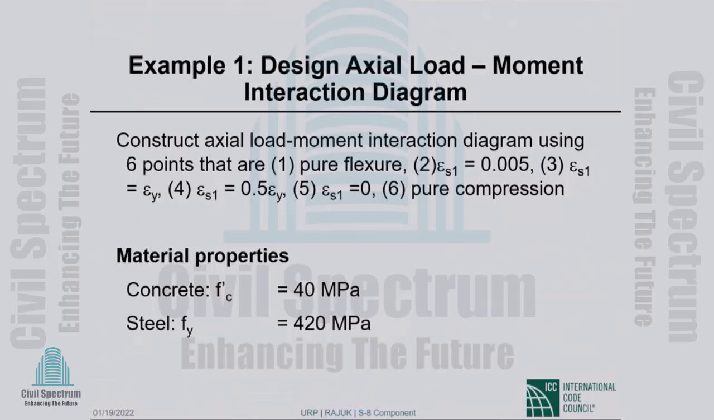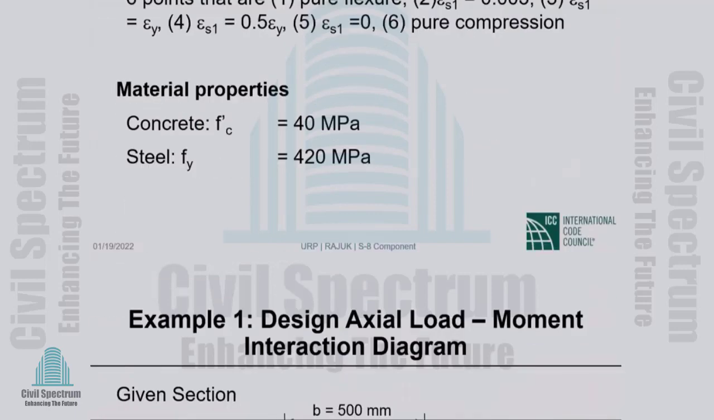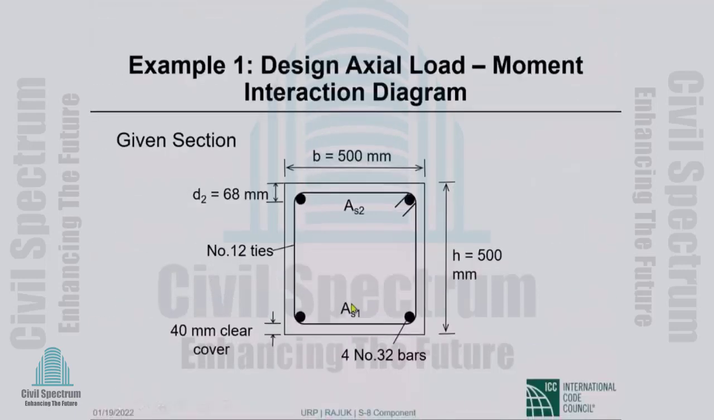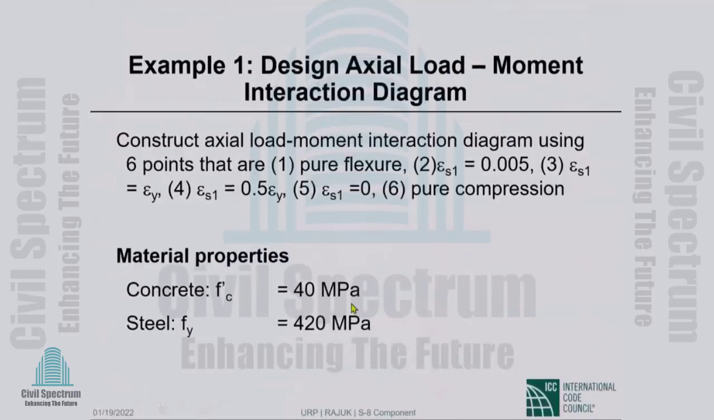So the question: construct the axial load moment interaction diagram for the column section that you saw using 6 points. So figure out 6 points on the interaction diagram. Item 1, pure flexure, that's the x-axis. Item 2, when epsilon sub s1, that is the bottom reinforcement, layer 1, has a strain of 0.005.